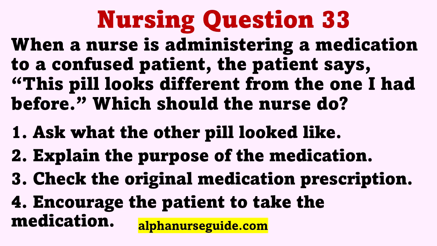The correct answer is 3. Check the original medication prescription. Option 3 is the safest intervention because it goes to the original source of the prescription. Option 2 ignores the patient's concern. Option 1 is unsafe because the patient is confused and the information obtained may be inaccurate. Option 4 ignores the patient's statement and is unsafe without first obtaining additional information.